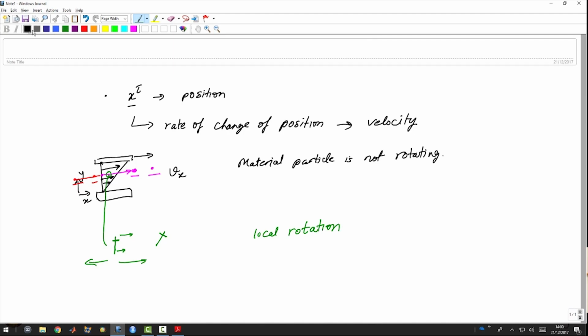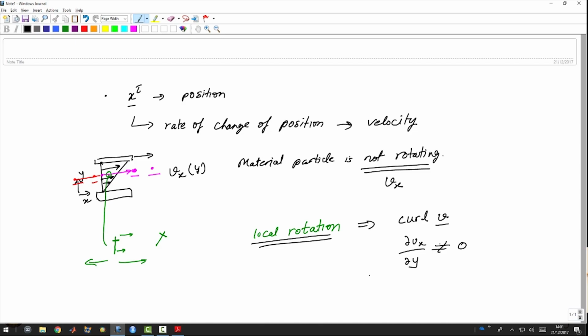So overall we can see that the material particle is not moving in a rotating motion, because there is only Vx. But locally every neighboring set of elements is experiencing local rotation. This local rotation is also related to curl of velocity. And if you remember, curl of velocity will have terms like del Vx by del y. And in this case, we know Vx is a function of y. So del Vx by del y is non-zero. So therefore, local rotation, which is related to curl of velocity, is also non-zero.